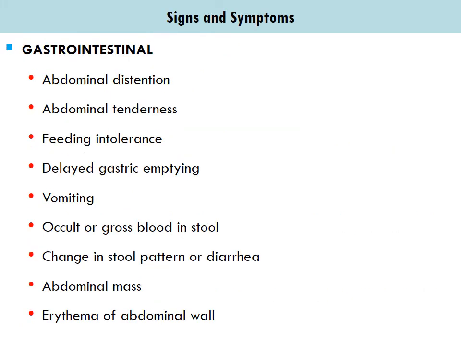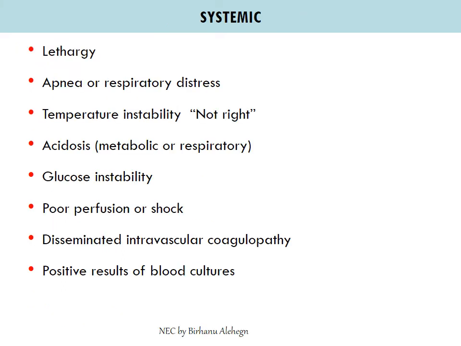Signs and symptoms associated with necrotizing enterocolitis are broadly classified as gastrointestinal or systemic manifestations. The gastrointestinal manifestations are abdominal distension, abdominal tenderness, feeding intolerance, delayed gastric emptying, vomiting, occult or gross blood in stool, change in stool pattern, diarrhea, abdominal mass, and erythema of abdominal wall. Systemic manifestations are lethargy, apnea or respiratory distress, temperature instability, acidosis, metabolic and respiratory, glucose instability, poor perfusion, shock, and disseminated intravascular coagulopathy.